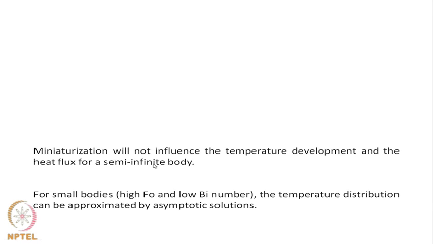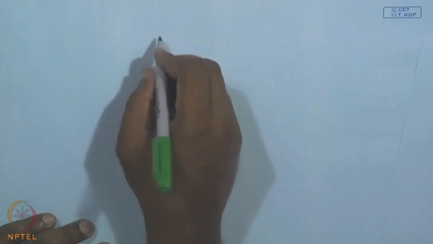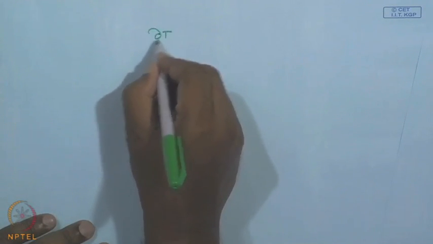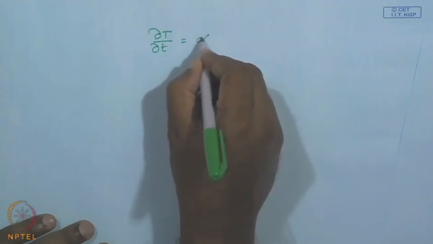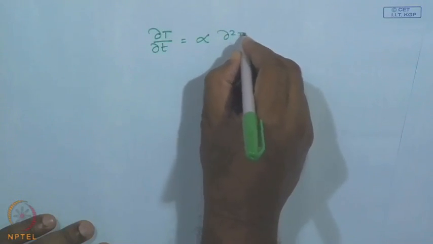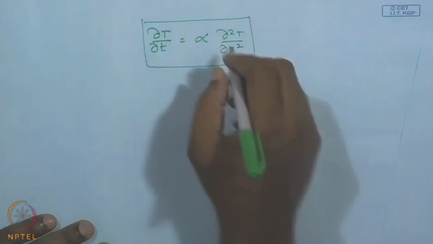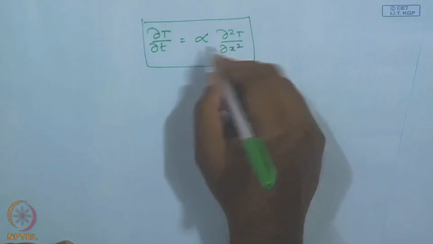But one more thing that I would like to mention is that the miniaturization will not influence temperature development and the heat flux of a semi-infinite body. Now, what is the common form of semi-infinite body that we know of? The transient temperature development in a semi-infinite body, in one-dimensional form, is ∂T/∂t equals alpha times ∂²T/∂x². So this equation needs to be solved where the temperature is a function of x as well as a function of time.